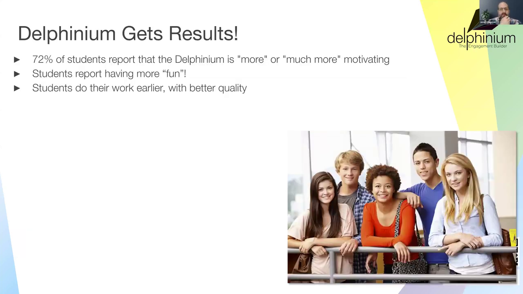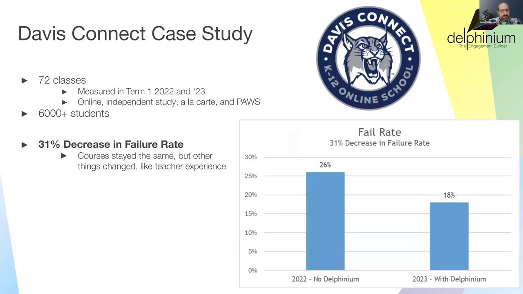72% of students report that Delphinium is more or much more motivating. In an open-ended question, we asked students, how is a Delphinium course different than a traditional course? And the most common answer we got back was fun. Students report doing their work earlier and with better quality. One student said, I was sitting on the couch watching Netflix and the thought popped into my head, I could be doing homework right now. These are the kinds of feelings that we want students to have.